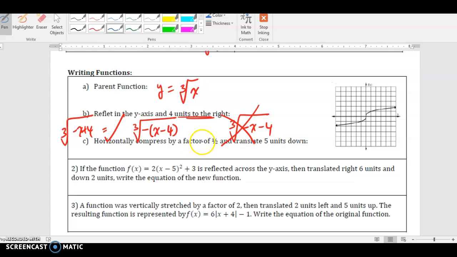Then horizontal compression by a factor of half. If it is a horizontal compression, take the reciprocal of it. It is twice of x, and it's going 2 units down. So we are good. It's actually cube root of 2x minus 5. That minus 5 is outside because going up and down is outside. So that's the transformed function.